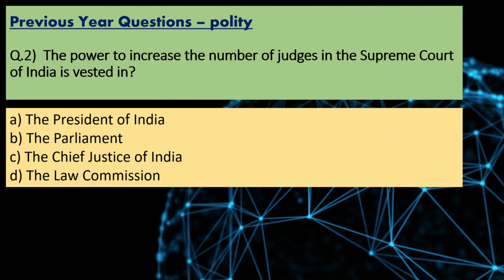Now the second question is again from Indian polity. The power to increase the number of judges in the Supreme Court is vested with the President of India, the Parliament of India, the Chief Justice of India, or the Law Commission of India. This is again a confusing one. Many of the people who attempted it that year came across the confusion whether it's the Parliament, the President, or which among these. Okay, so I think now it has become easy for you. Whatever you feel is the correct answer, do comment on the video. And those of you who want the correct answer can refer to the description of this video where I have provided the correct answer as well.